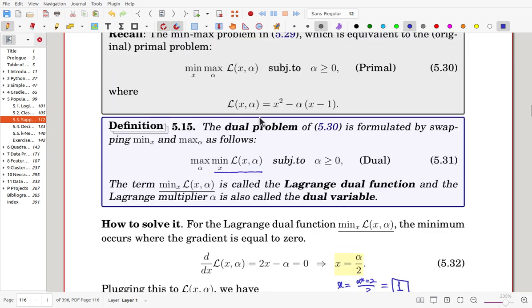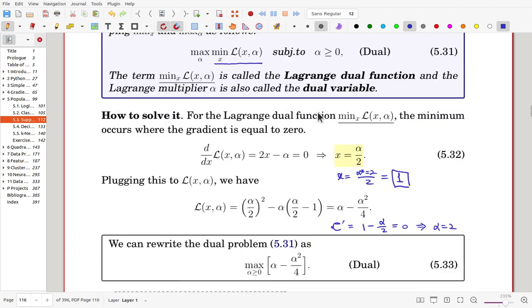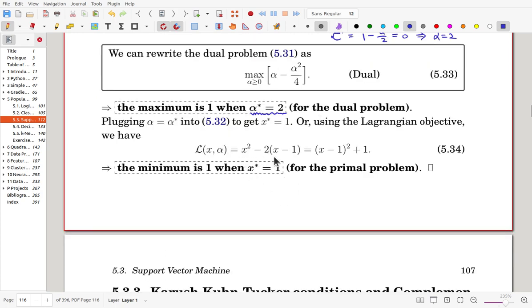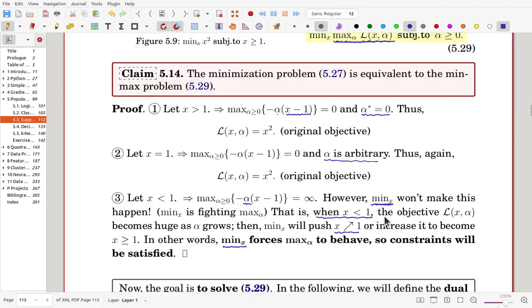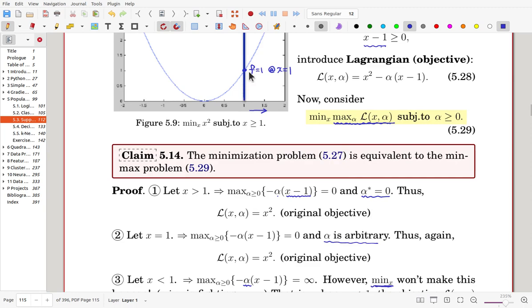Or using the Lagrangian objective, once we choose alpha is 2, then x squared minus 2x minus 1, that is exactly this one, and we can rewrite it in this way, and then the Lagrangian can be expressed in this way. This is a quadratic with a vertex at 1 and 1. When x is 1, the value is 1. That is exactly here. You can see that from the figure. When x is 1, the function value is 1, right?